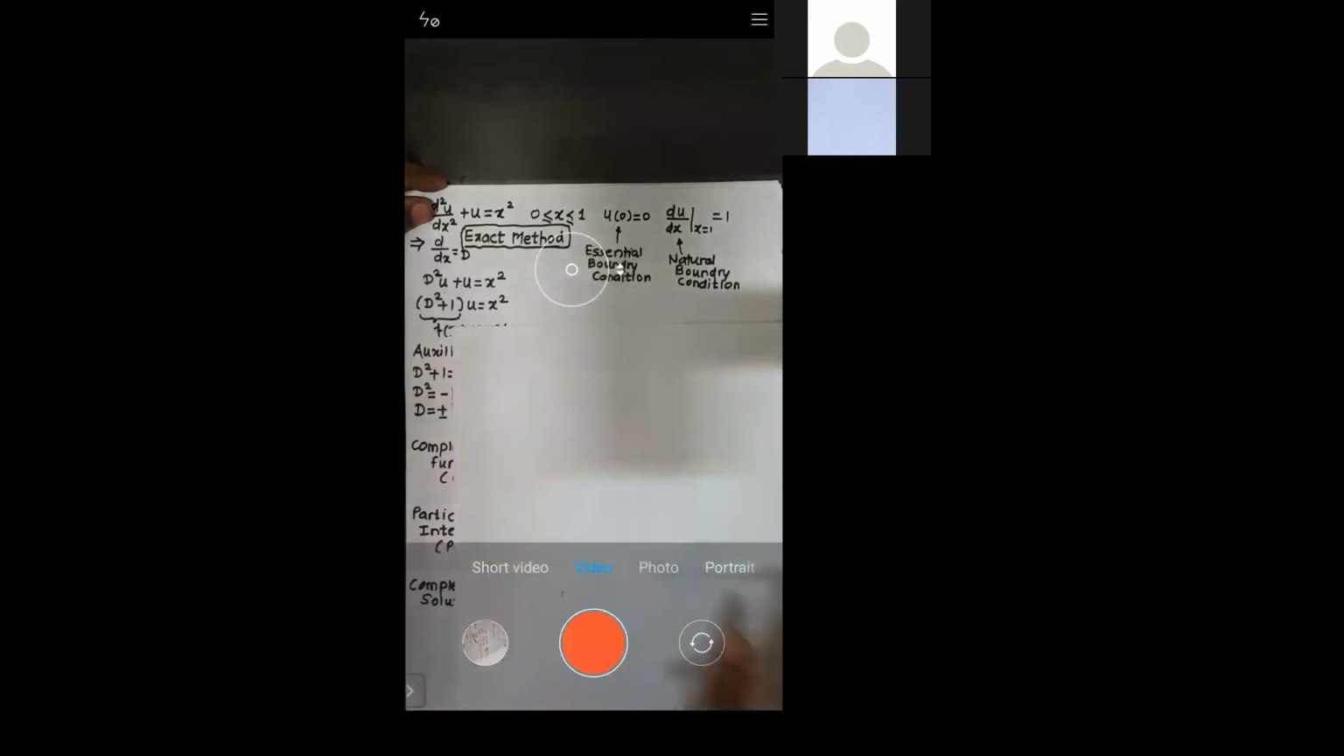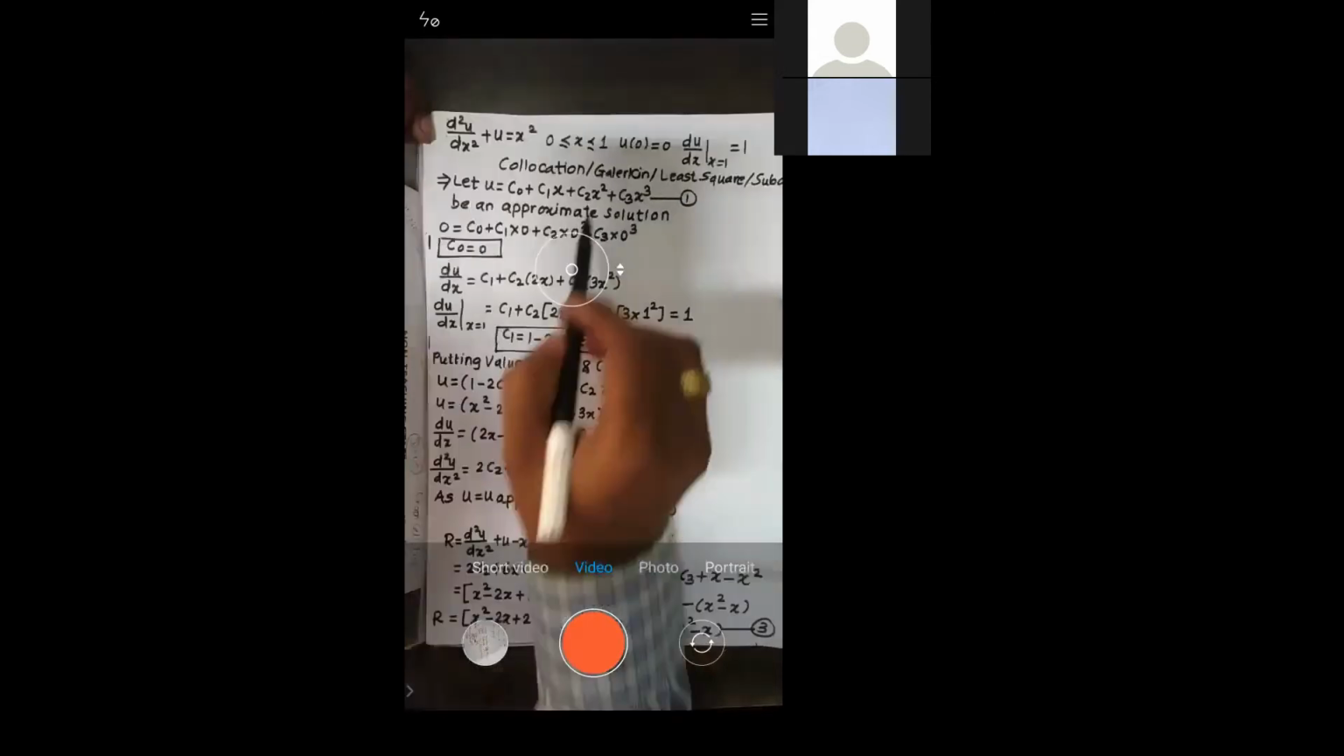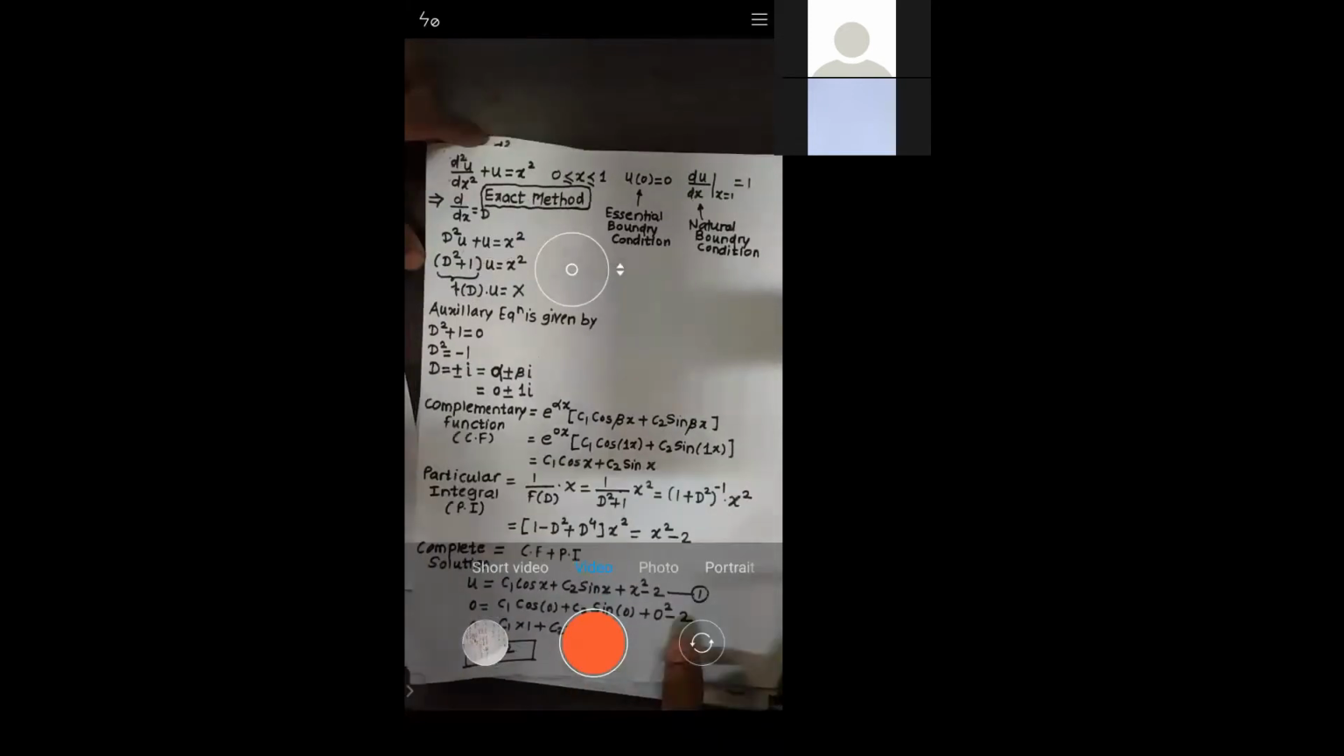Just see this problem, we have solved by the exact method, right? The same problem we have solved by collocation, then the same problem by Galerkin, the same by least squares, and finally by subdomain. Now this problem we will solve by using the Rayleigh-Ritz method.